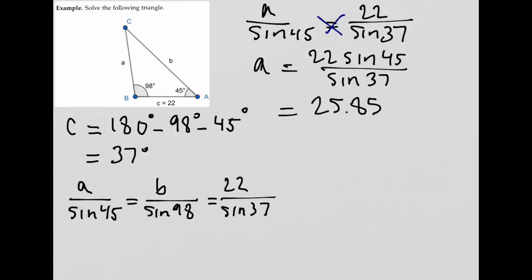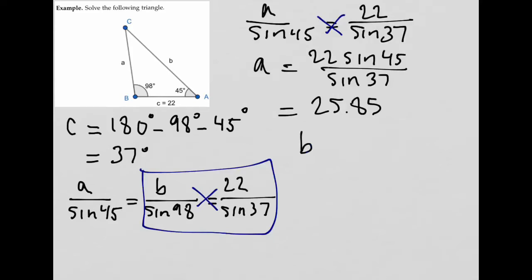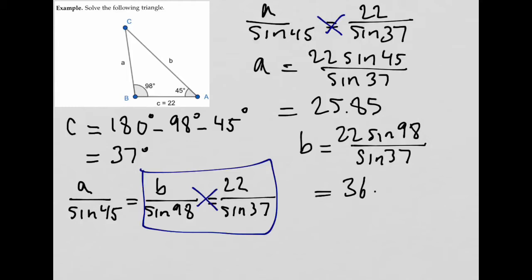Similarly, if we use the proportion b over sine 98 equals 22 over sine 37, we cross multiply and solve for b. We see that b is going to be 22 sine of 98 degrees divided by sine of 37 degrees. You can do that with the calculator to get 36.20.